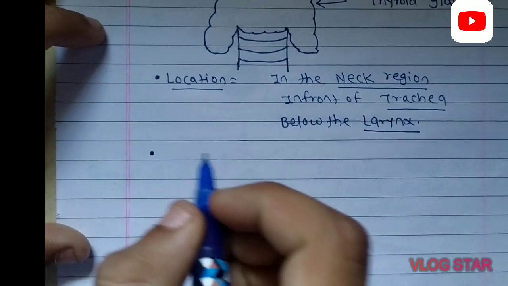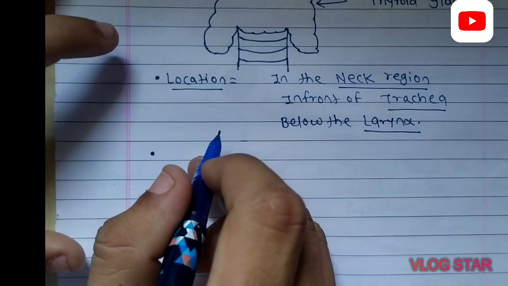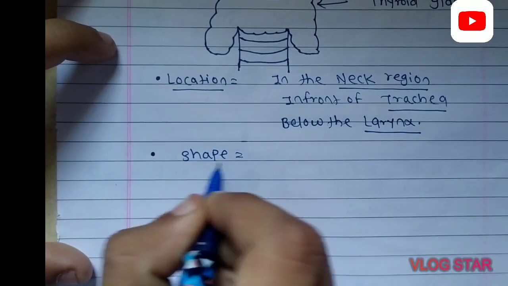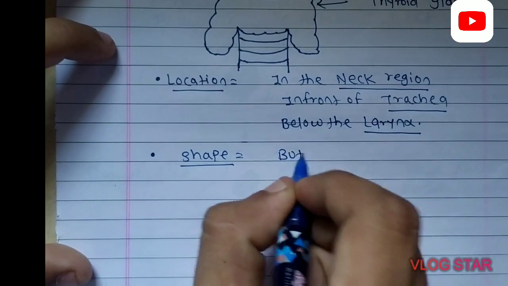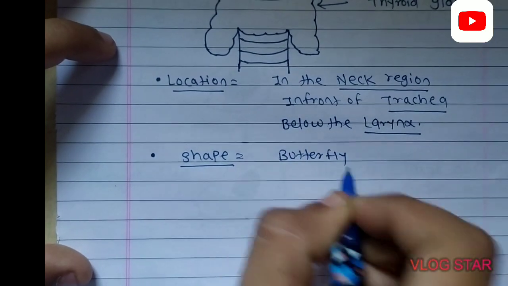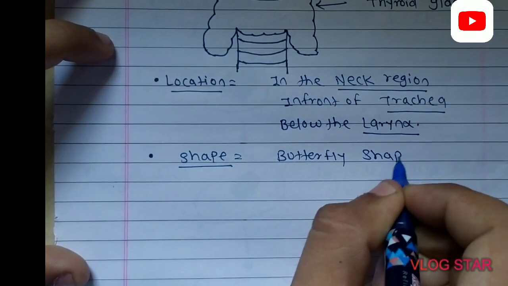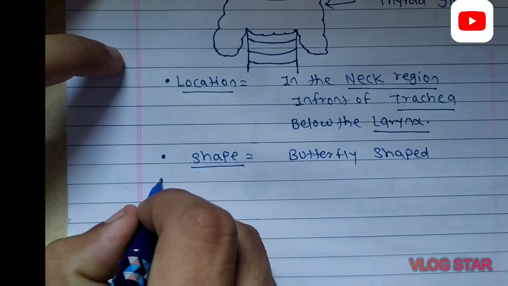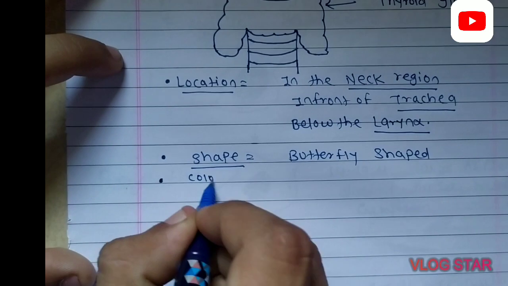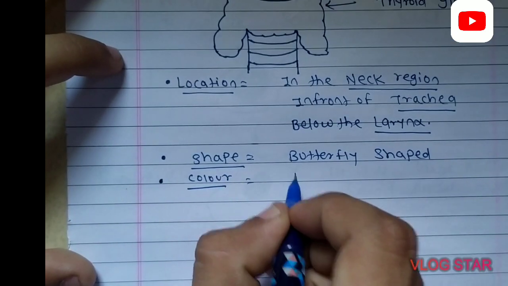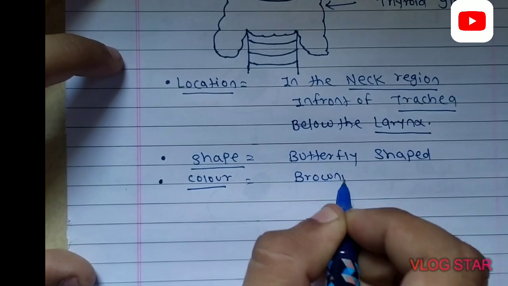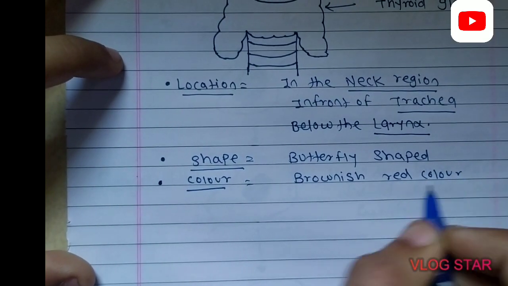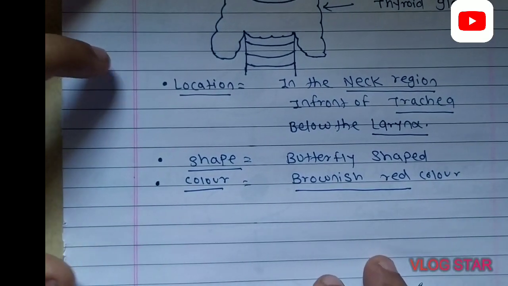It is somewhat butterfly shaped. The thyroid gland is somewhat butterfly in shape. The color is brownish red.